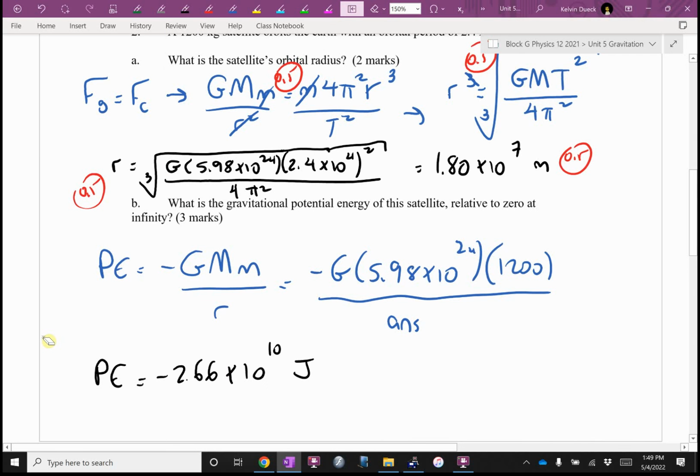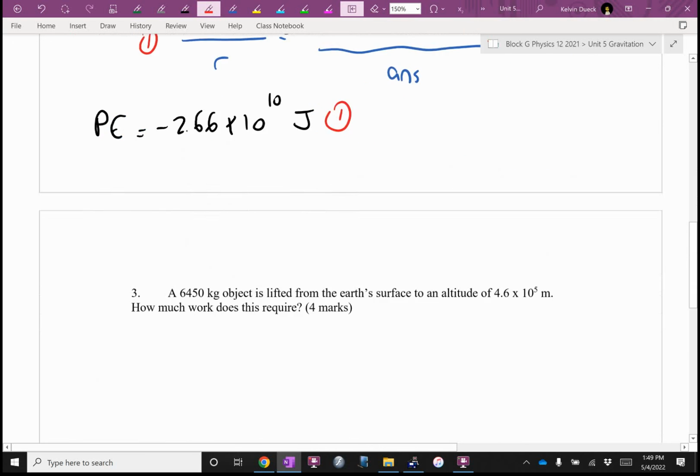It's a nice shortcut, but you can survive without it. For 3 marks. Really, Mr. Dewick? I guess I would do 1 whole mark for that, 1 mark for that, 1 mark for that, I guess. I don't know why I made that worth 3 marks.